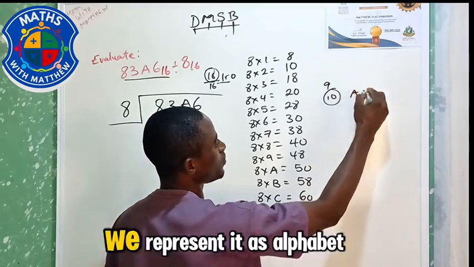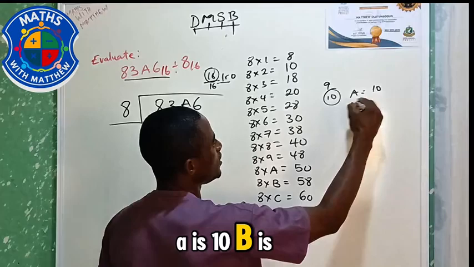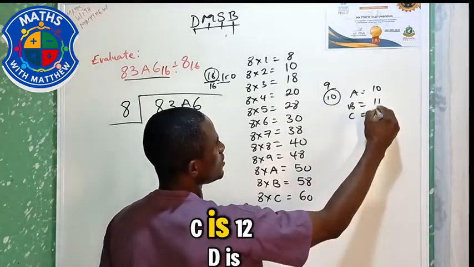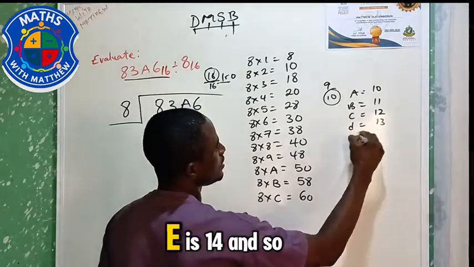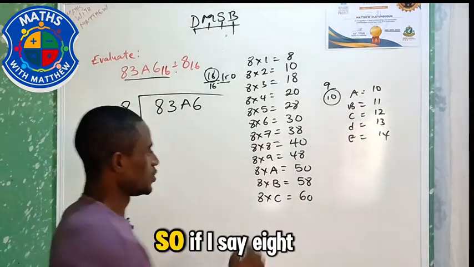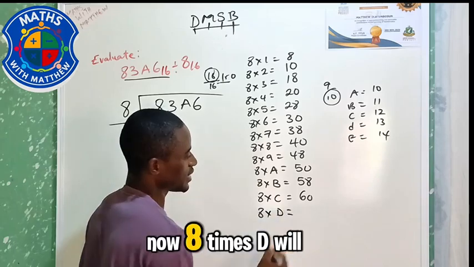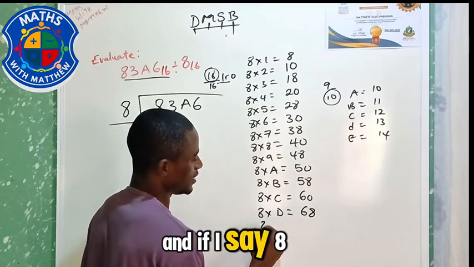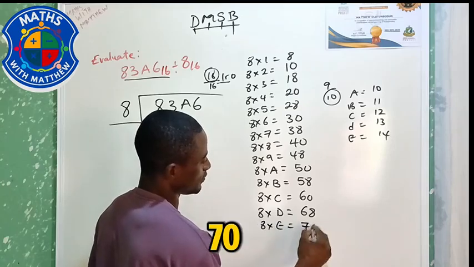We write it as A. We represent it as alphabet. A is 10. B is 11. C is 12. D is 13. E is 14, and so on and so forth. So if I say 8 times D now, 8 times D will give me 68. And if I say 8 times E, it will give me 70, and so on and so forth.